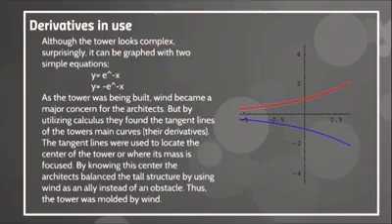As the tower was being built, wind became a major concern for the architects. But by utilizing calculus they found the tangent lines of the tower's main curves, their derivatives. The tangent lines were used to locate the center of the tower or where its mass is focused. By knowing this center, the architects balanced the tall structure by using wind as an ally instead of an obstacle. Thus, the tower was molded by wind.